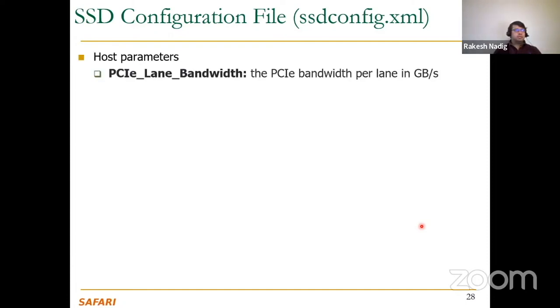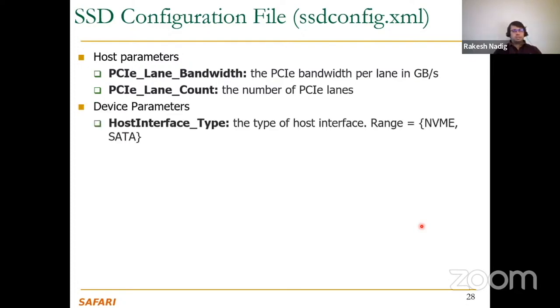So we can define the PCIe lane bandwidth, which is the external IO bandwidth of each lane between the device and the host. And this we can define in terms of gigabytes per second. And then we have the lane count. So usually PCIe Gen 4 has around 4 lanes. So we can define the number of lanes through which the data is moved from the device to the host.